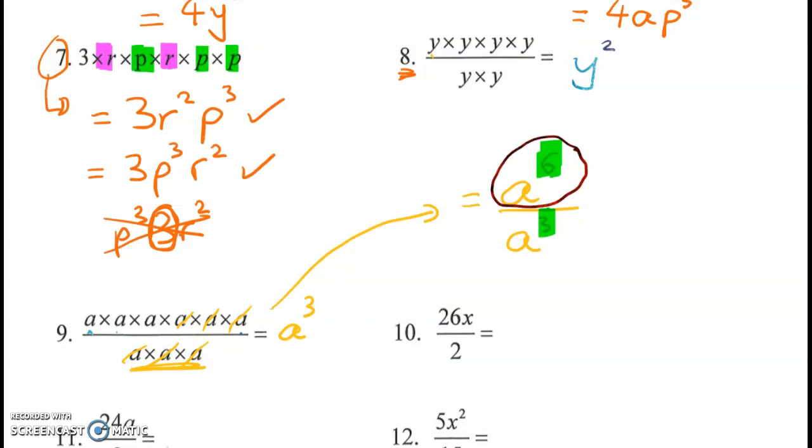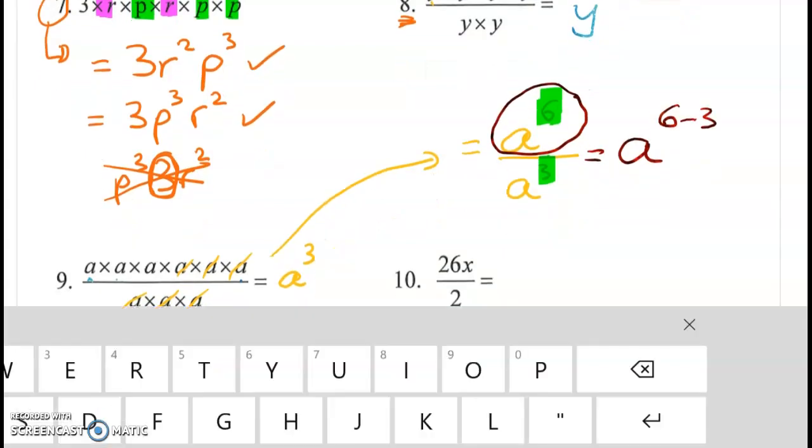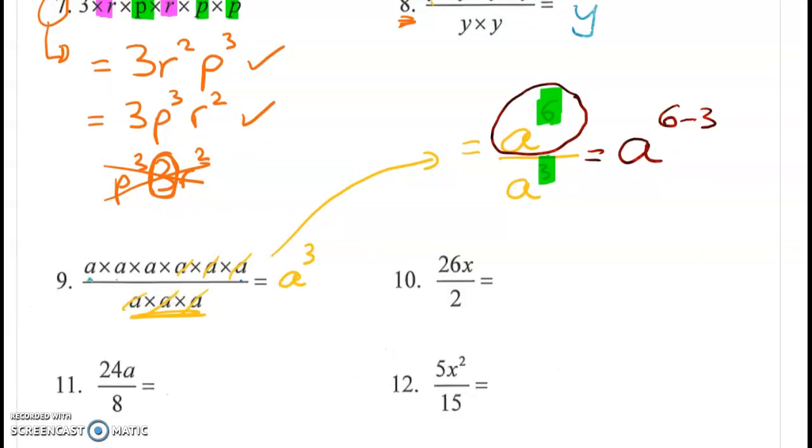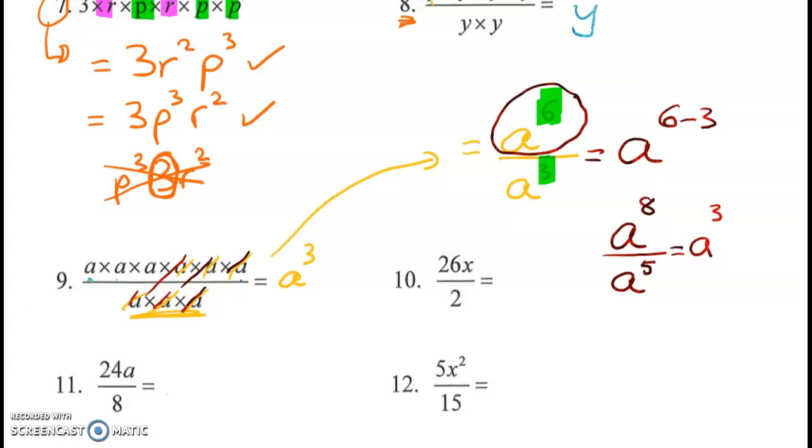So my final answer is going to be a to the power of 6 take away 3, right? Because that's what I've done when I've simplified all of those. So one more example of that, if I had a to the power of 8 here and a to the power of 5 here, my final answer here would be a to the power of 3. We can look at these powers when we've got the same base and we can find the difference, right? Take one away from the other.